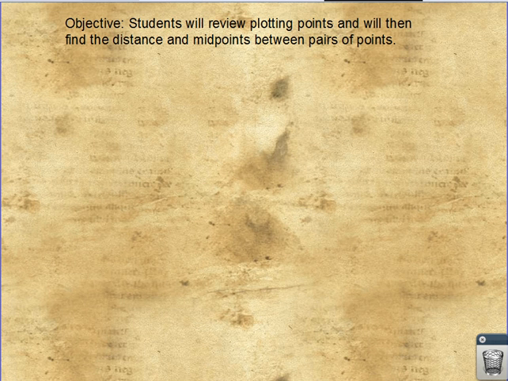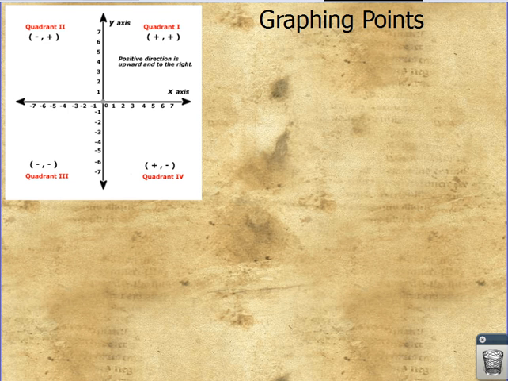Today's lesson, students will review plotting points. I think we're good there. And we'll then find distance and midpoints between pairs of points. Hopefully this will be a review for you. I'm not going to go there. I think you're pretty good here.